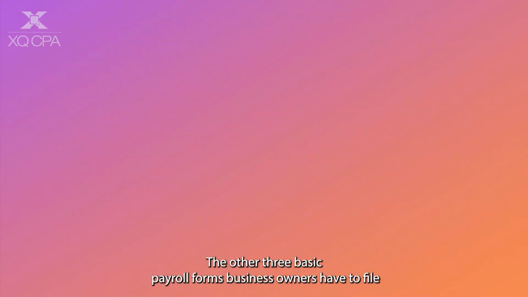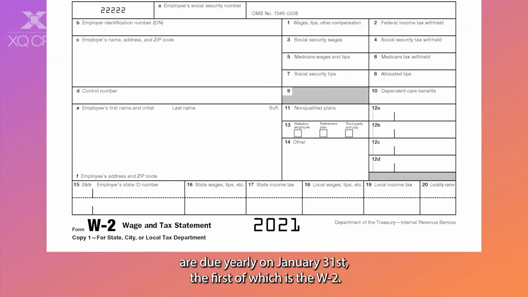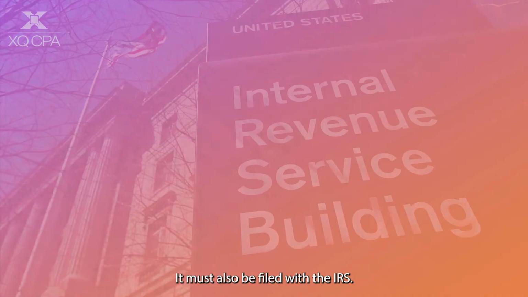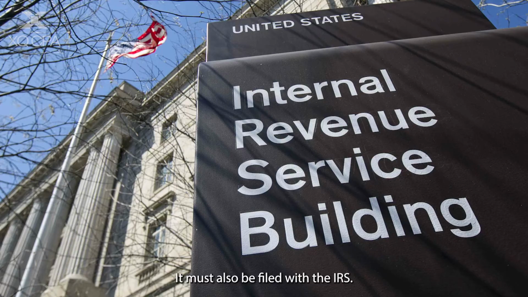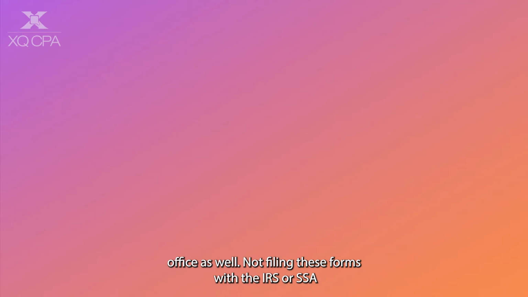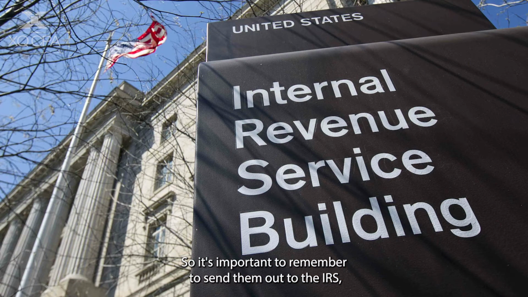The other three basic payroll forms business owners have to file are due yearly on January 31st, the first of which is the W-2. This form does not just need to be distributed to each employee, it must also be filed with the IRS. The IRS will then send a copy to the Social Security Administration office as well. Not filing these forms with the IRS or SSA may result in a civil penalty, so it's important to remember to send them out to the IRS, not just to your employees.